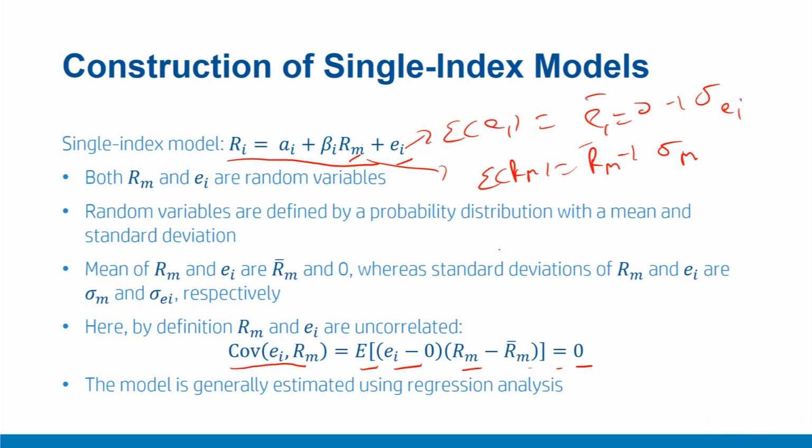Generally, this model is estimated with regression analysis. In regression analysis, by design, to a great extent, it is guaranteed that Ei and Rm are not correlated over the period of analysis. So over the period of analysis, this assumption to a great extent is held by the model itself, by the design or construction, we can say.